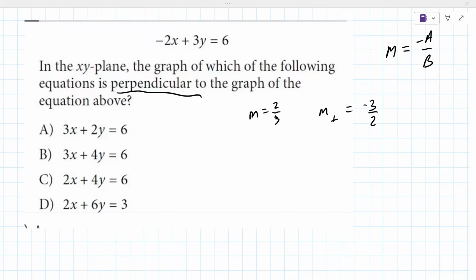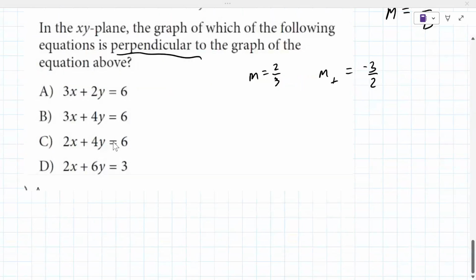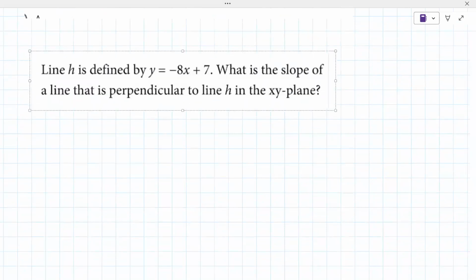Okay. They are not all multiple choice. Here is a free response question for you to think about.